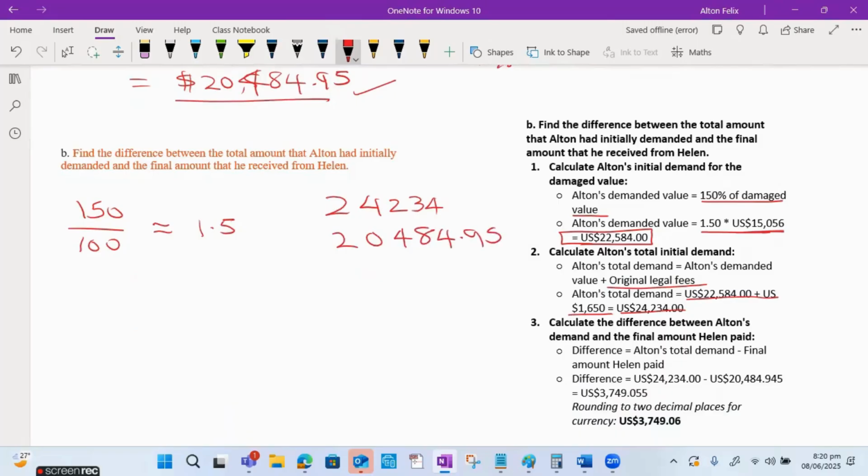So the difference, when you subtract these two figures, which is what our math expert is showing us here, this is the difference, as the question asks, the difference between Alton's demand and Helen's final payment. Let's write it down: $3,749.06.